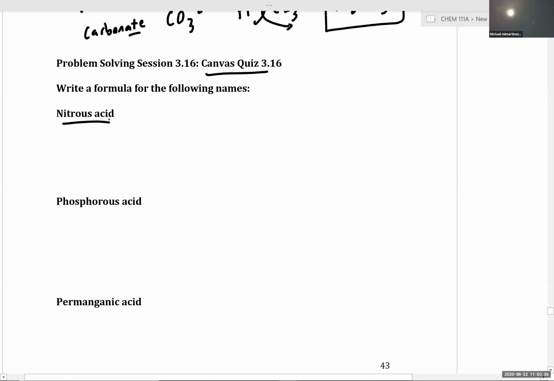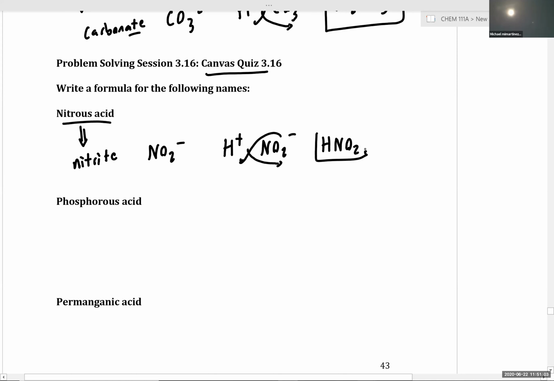So looking at nitrous acid, it is derived from nitrite, which has the formula NO2 minus. We then write out the charge of H plus and NO2 minus and cross our charges. That in turn gives us the formula HNO2 for nitrous acid.